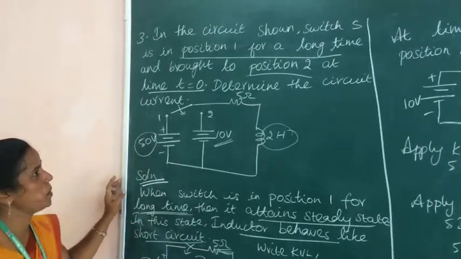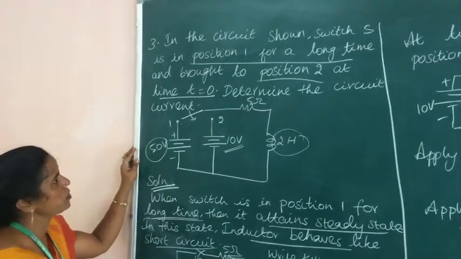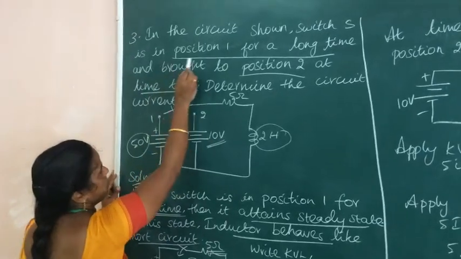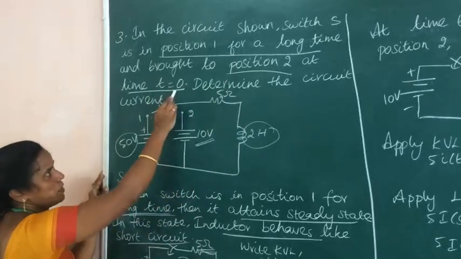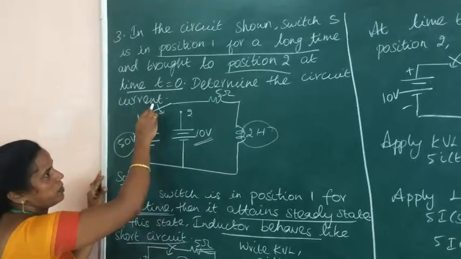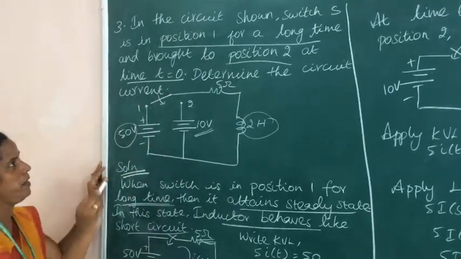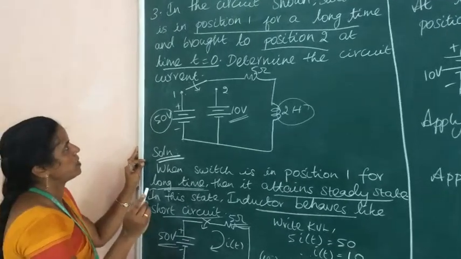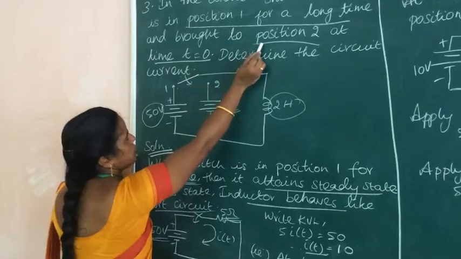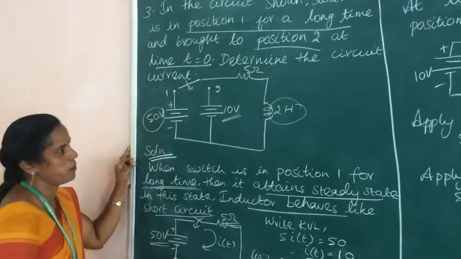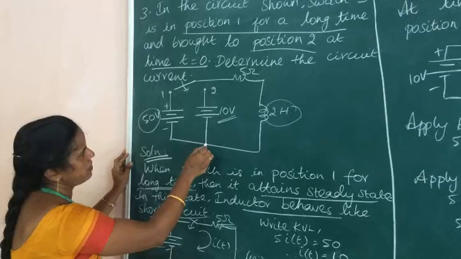The third problem we are going to see is, in the circuit shown, switch S is in position 1 for a long time and brought to position 2 at time t is equal to 0. Determine the circuit current. You read this problem carefully. What is given means the switch is in position 1 for a long time and it is brought to position 2 at time t is equal to 0. You see the problem, what is given in the figure?